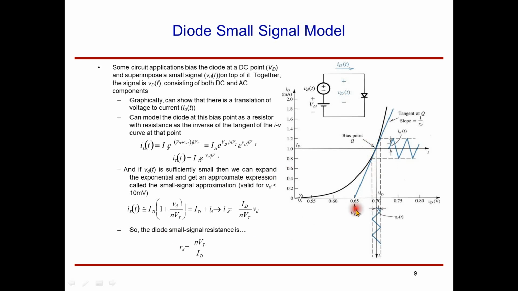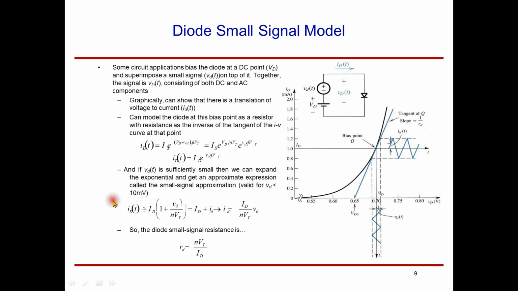Here we have to note one thing: the value of vD(t), the voltage across the diode, is sufficiently small so that we can expand the exponential and get an approximate expression. That is the important point for the small signal approximation. The exponential has to be expandable, so it should be valid for vD less than 10 millivolt.